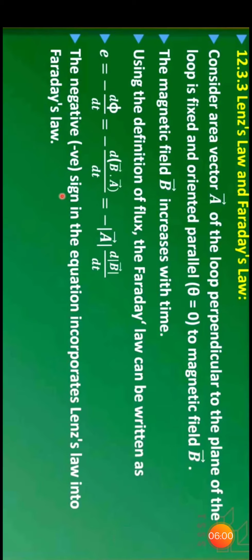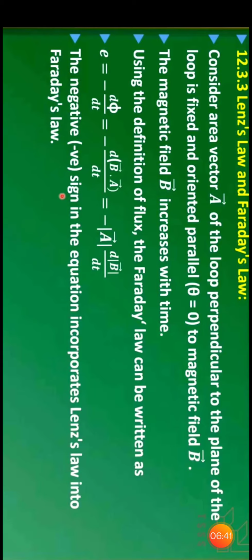Now we can see Lenz's law and Faraday's law. Consider a vector A of the loop which is perpendicular to the plane of the loop. It is oriented parallel, that means the angle theta is equal to 0, to the magnetic field vector B. Then the magnetic field increases with time. By using the definition of the flux, Faraday's law can be written as E is equal to minus d phi by dt. Here we can put the value of phi.